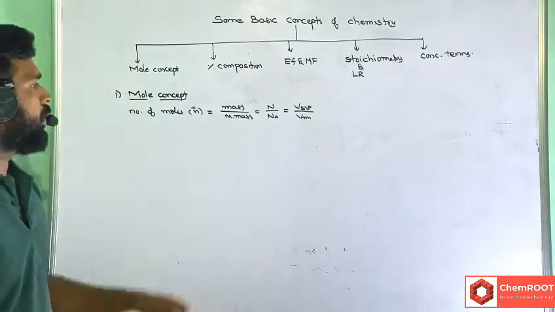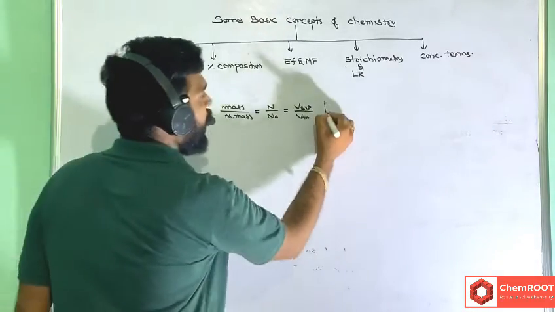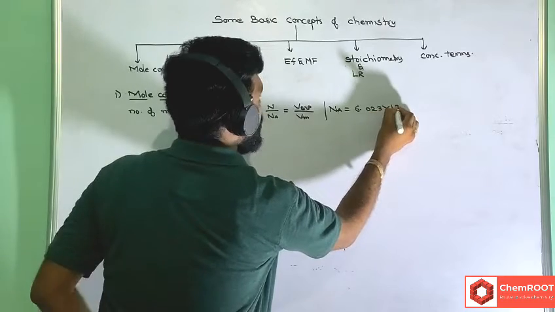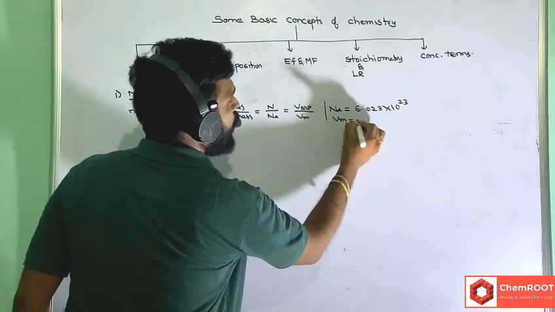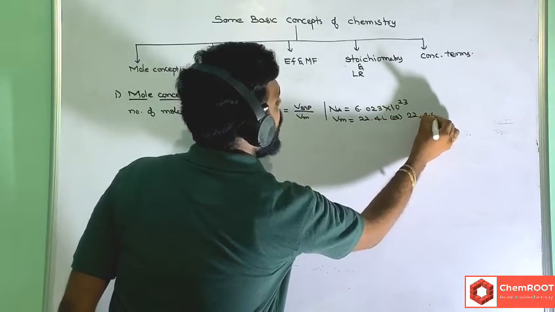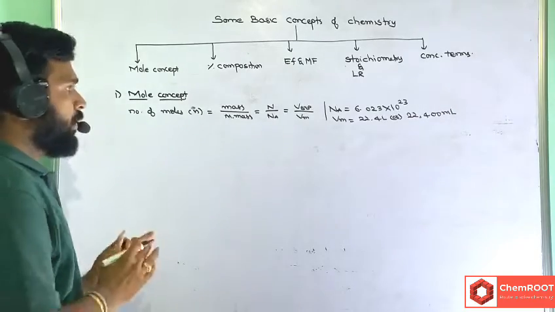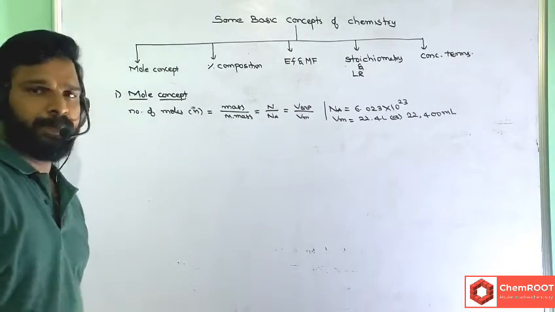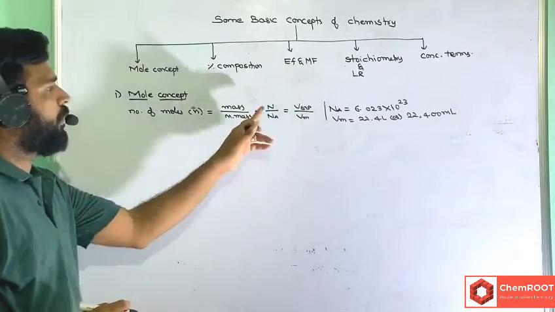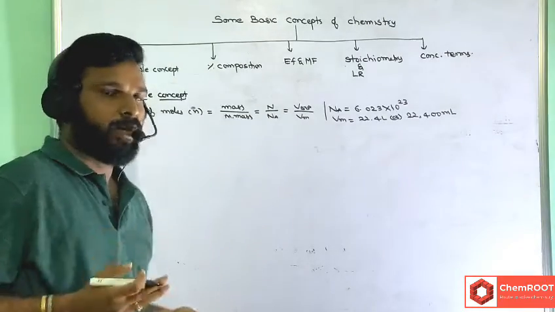We know that molar mass we can find based on the compound. The Avogadro number value we already know: 6.023 into 10 power 23, and molar volume equals 22.4 liters or 22,400 ml. So these are the basic fundamental formulas related to mole concept, and the questions will ask which has more amount of substance, and which has more number of atoms, particles, molecules, electrons, or what is the volume at STP.